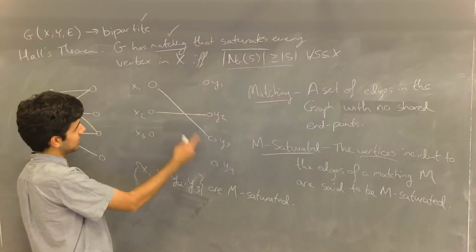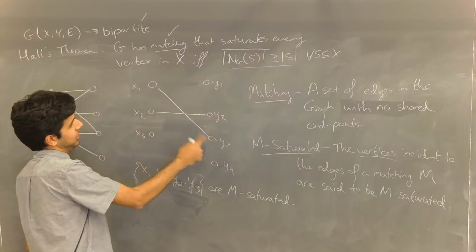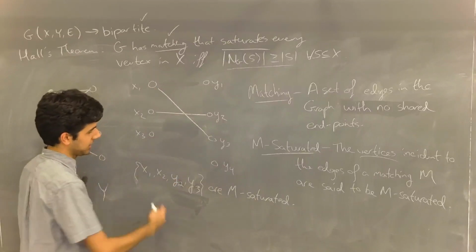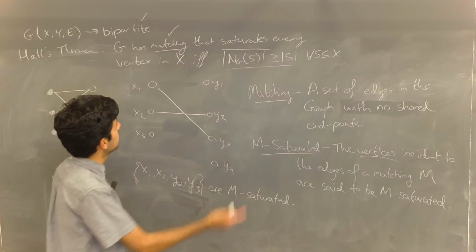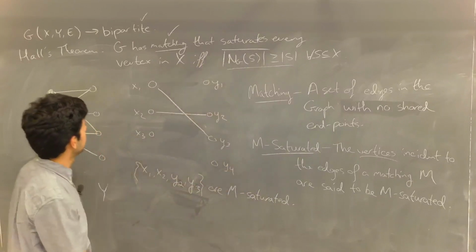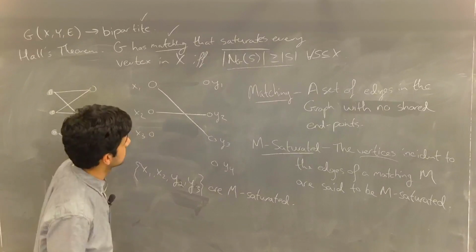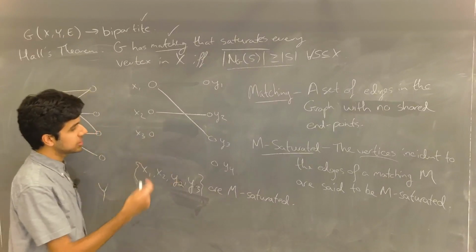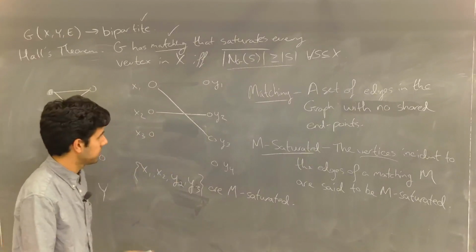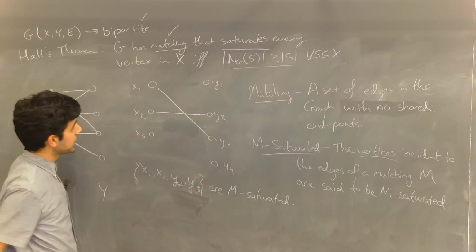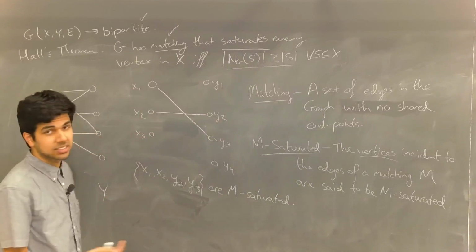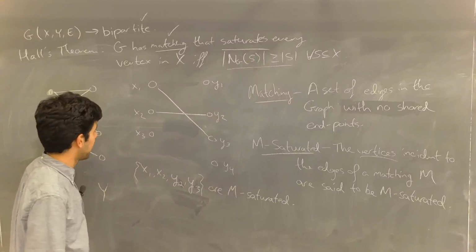Because when I look at the edges of my matching, we look at whatever it's incident to, and that's part of the M-saturation. So when we look at this definition, G has a matching that saturates every vertex in X. In this case, our matching does not satisfy that condition, because we have a vertex in X that is not saturated by our matching.